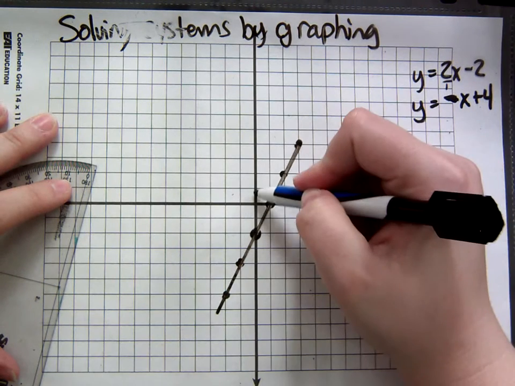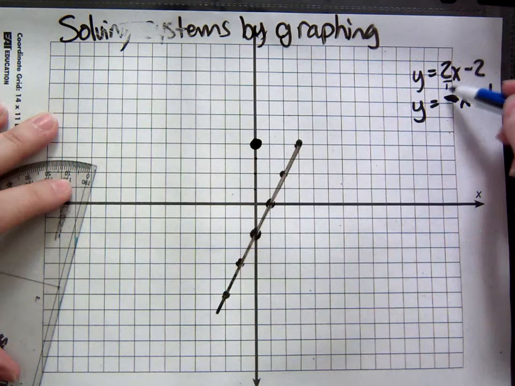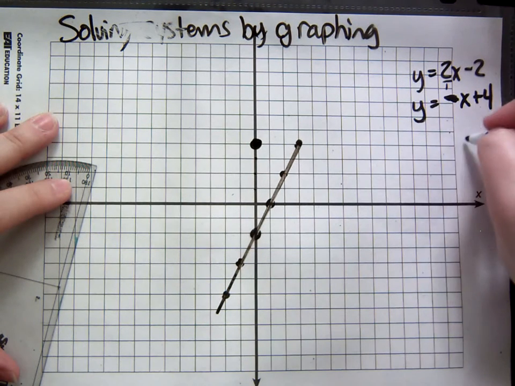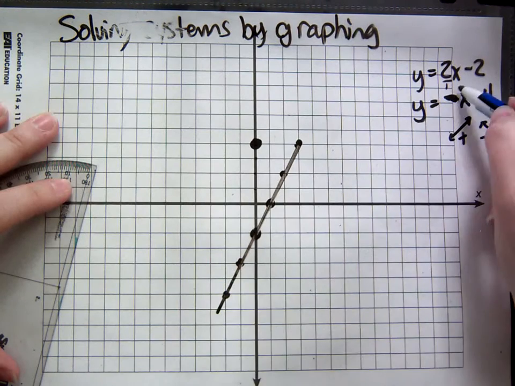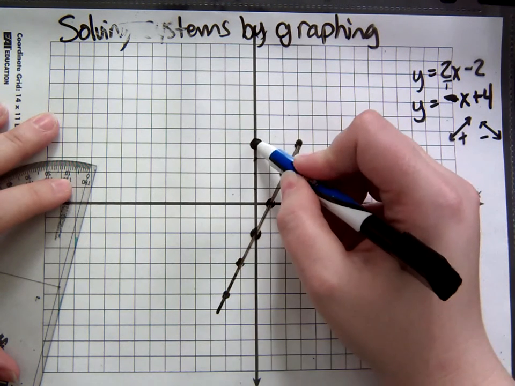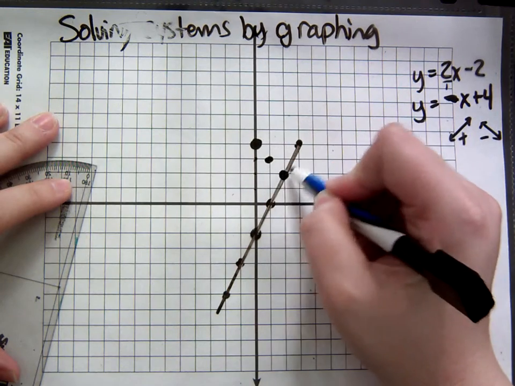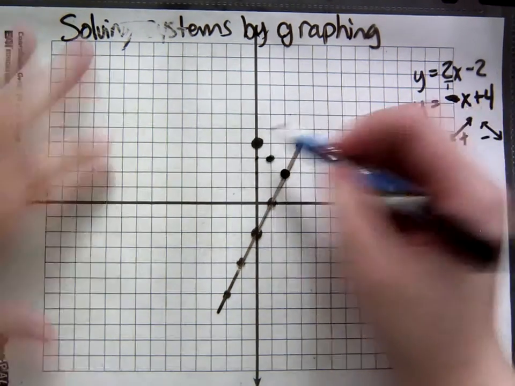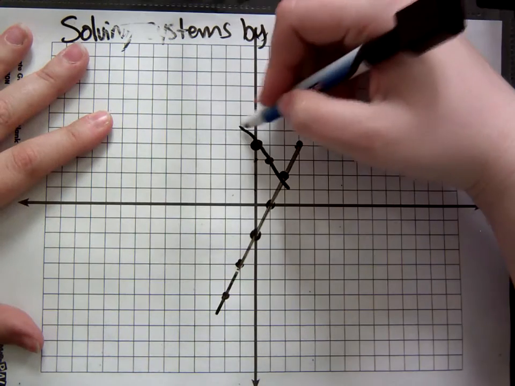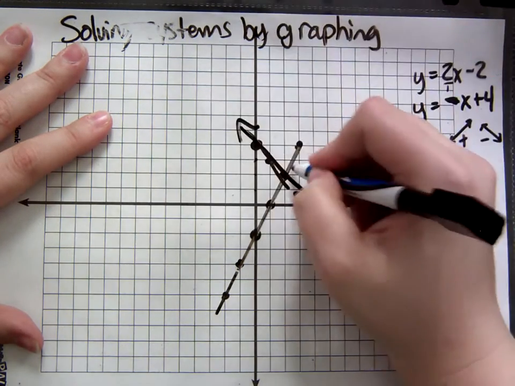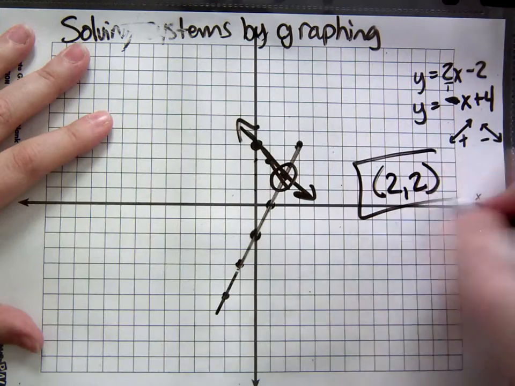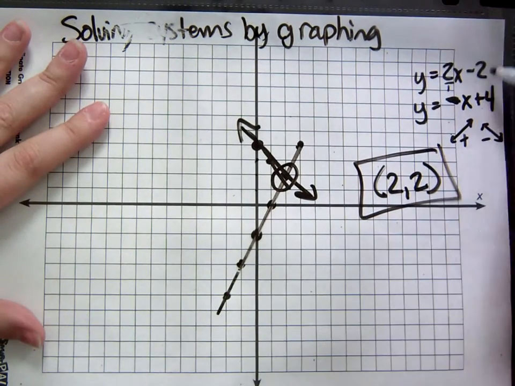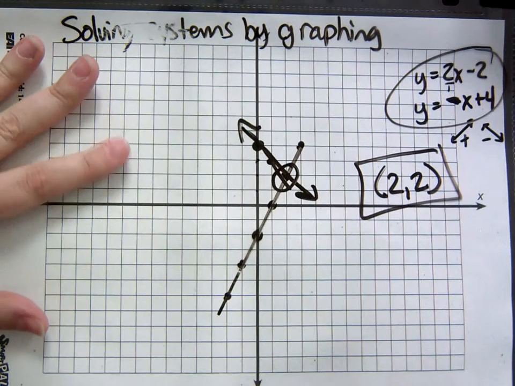For the other equation, I'm going to go up 4, and then my slope is negative 1. So remember, positive slopes slant up and to the right, negative slopes down and to the right. So my negative slope of 1 means I go down 1, right 1. And it intersects there. So if I go ahead and draw a straight line here, this point where they intersect is the solution, and that answer is (2, 2). So the point (2, 2) is a solution to this set of linear equations.